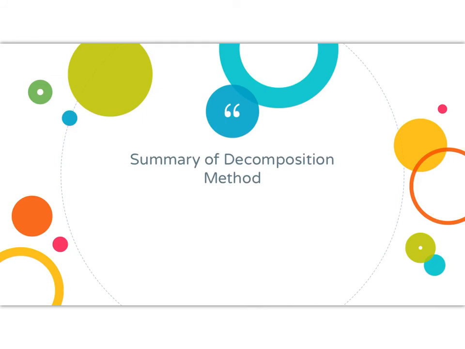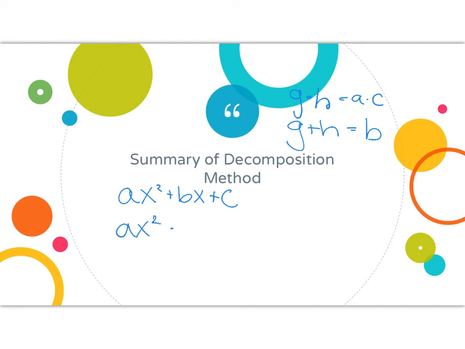So, summary of the decomposition method. What we've done is we've taken ax squared plus bx plus c. And we've said if we can find two numbers, g and h maybe, that add to b, and g times h multiplies to a times c, we can break up the b term. So we can say that ax squared plus gx, my mistake, gx plus hx plus c, these are equal. And then we can group and factor.